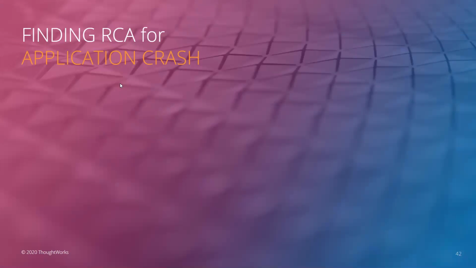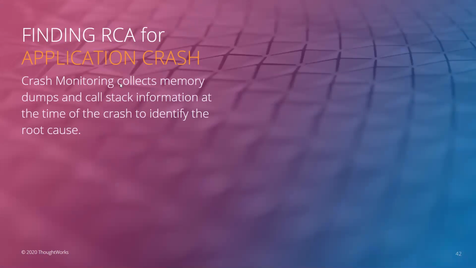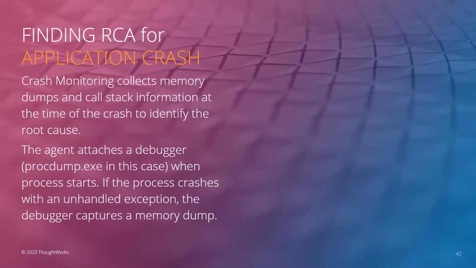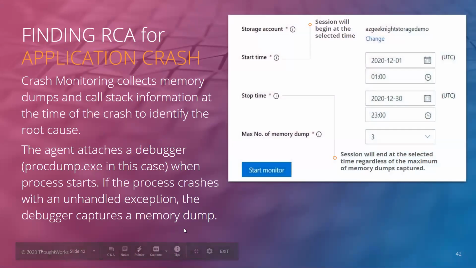Let's say our application is crashing unexpectedly. What we will be doing is enabling this crash monitoring. It collects the memory dumps and call stack information at the time of the crash to identify the root cause. How it works is the agent attaches a debugger when the process starts, and when the process crashes with an unhandled exception, the debugger captures a memory dump. So that's how this application crash monitoring works.